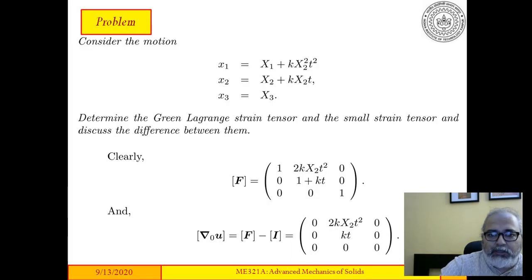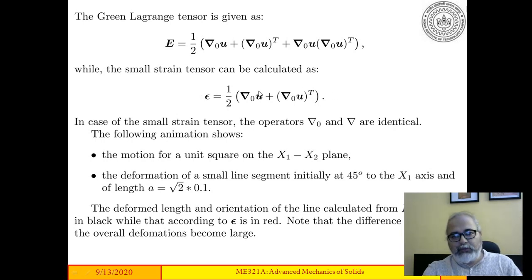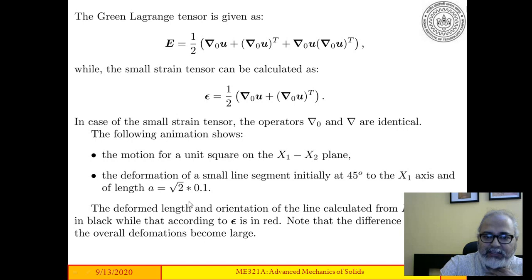Okay, so this is what I was describing. I've calculated F, then I subtracted I from F, and I got nabla_0 u. I then calculate the Green-Lagrange strain tensor. I do this in MATLAB, I don't do it by hand. I calculate the small strain tensor, and for the small strain tensor, remember this and this are identical. And now I take a unit square and several points on the unit square. That's what I'm going to show you in the following animation. And then I take a small line segment which is initially inclined at 45 degrees and has a length of not 0.1, it's root 2 times 0.1. That's what I have taken. And it's oriented 45 degrees to the x1 axis.